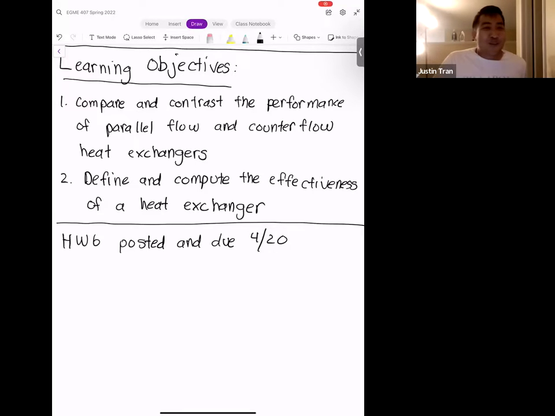Okay. The plan for today is we're going to finish up our lecture notes on heat exchangers, and so we're about halfway done. And so we have a couple examples we're going to go through and a couple extra concepts.